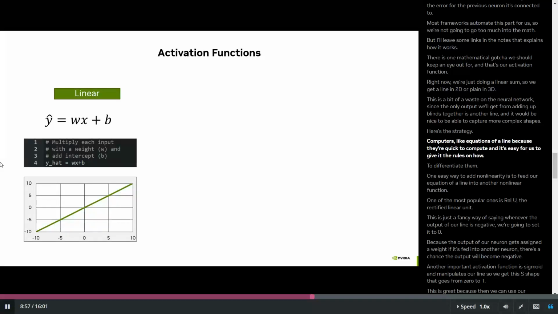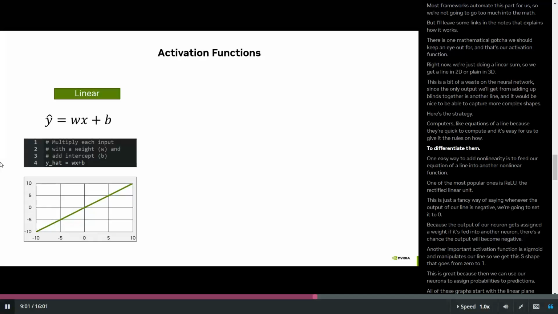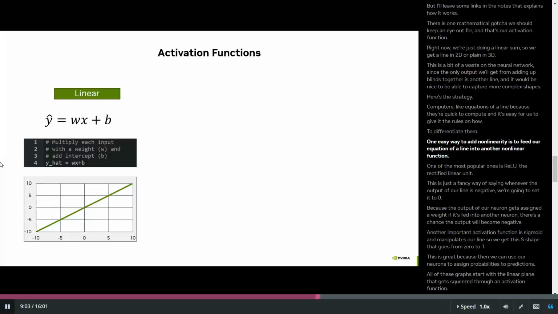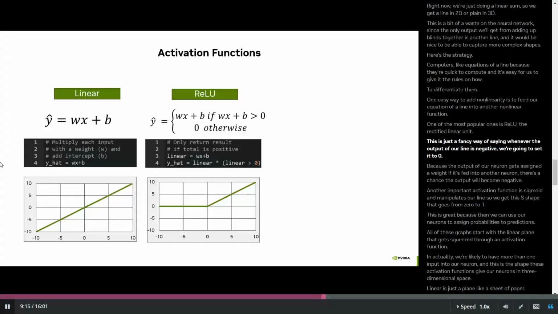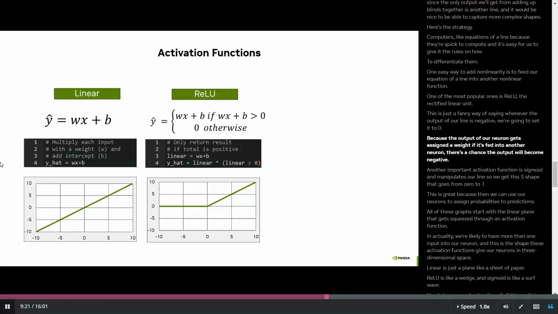Computers like equations of a line because they're quick to compute, and it's easy for us to give it the rules on how to differentiate them. One easy way to add nonlinearity is to feed our equation of a line into another nonlinear function. One of the most popular ones is ReLU, the rectified linear unit. This is just a fancy way of saying whenever the output of our line is negative, we're going to set it to 0. Because the output of our neuron gets assigned a weight if it's fed into another neuron, there's a chance the output will become negative.